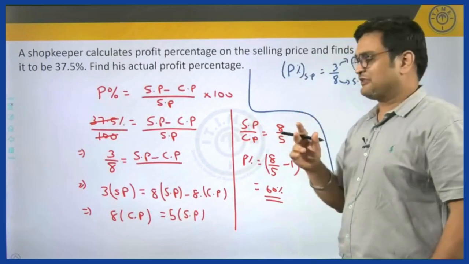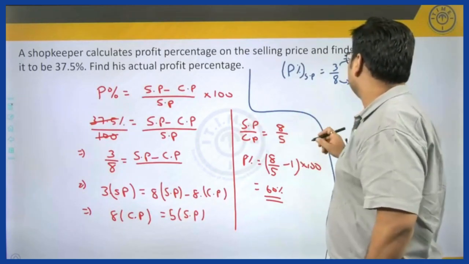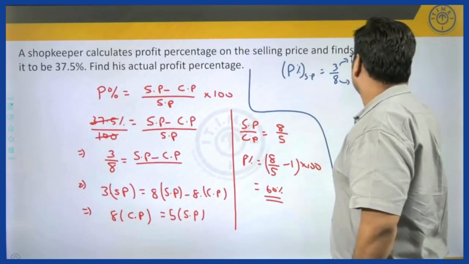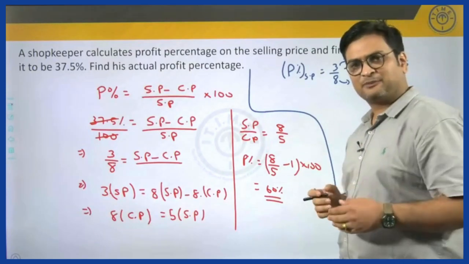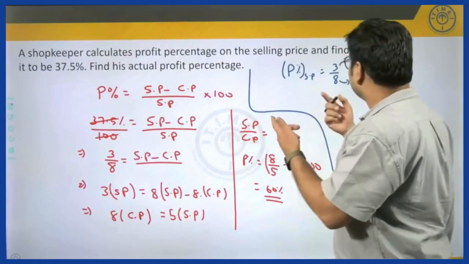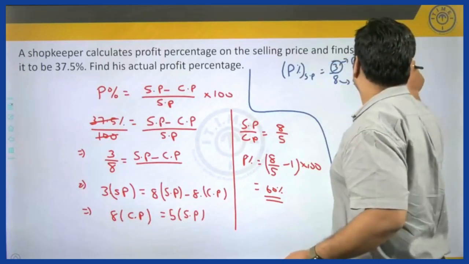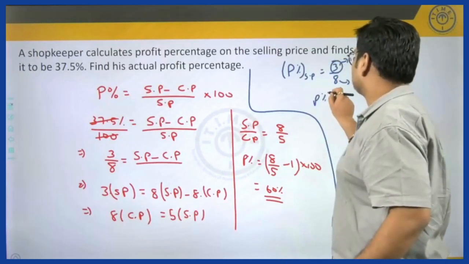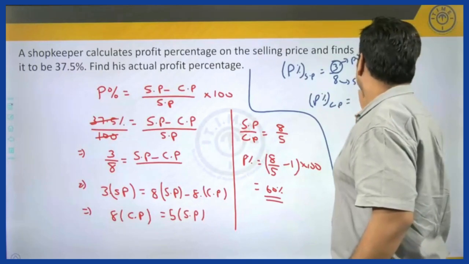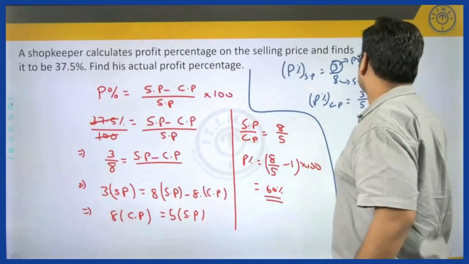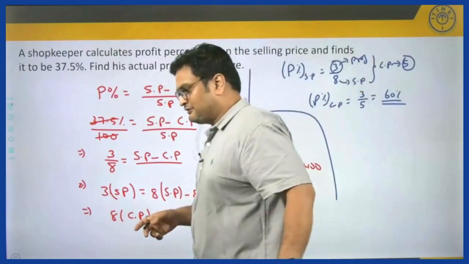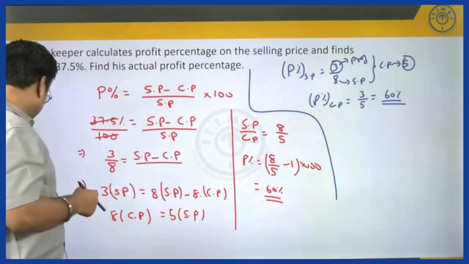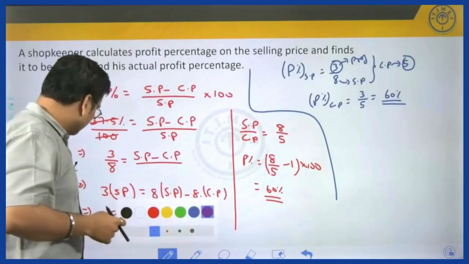Now in any transaction, if your SP is 8 and profit is 3, can I say your cost price is going to be 8 minus 3, 5? Selling price minus the profit is your cost price. Now if your profit is 3 and your cost price is 5, can I say your profit percentage on cost price is 3 by 5, which is nothing but, in percentages, 60%. So we can get to the same answer in less than half the time.